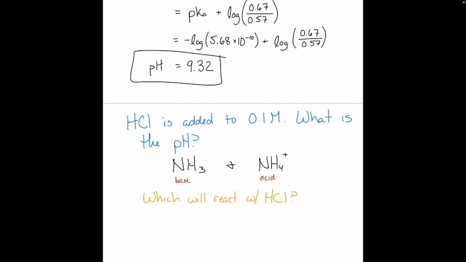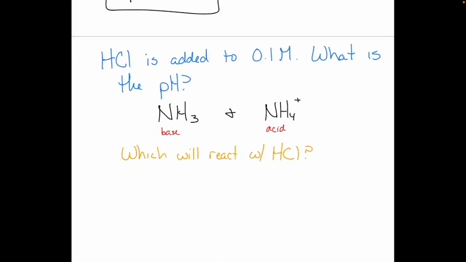So then which one is going to react with the strong acid HCl, the base or the acid? Base, right? Bases react with acids. So when I'm building my chemical reaction here, I'm going to have my HCl plus the base, my ammonia, on my reactant side. So if this is my acid and this is my base, take a second and give me the other products of this reaction.